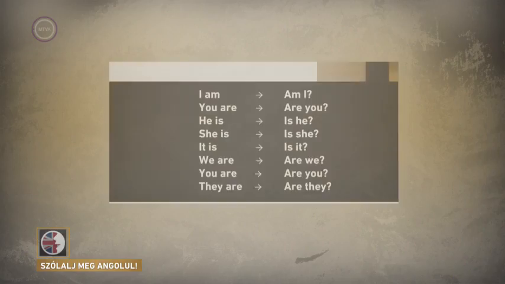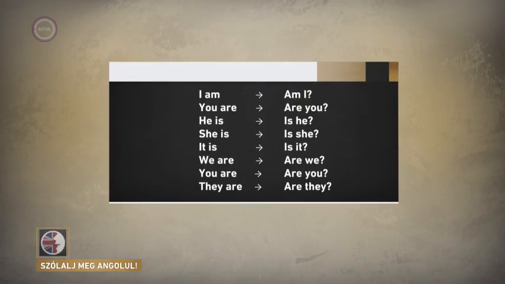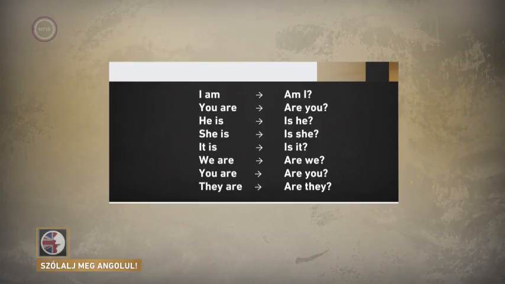I am changes to am I. We are changes to are we. So, to change the sentence, she is beautiful, into a question, we change the word order. She is beautiful becomes is she beautiful? And then we add a question mark. Is she beautiful? So, show me the table. Am I? Are you? Is he? Is she? Is it? Are we? Are you? Are they?